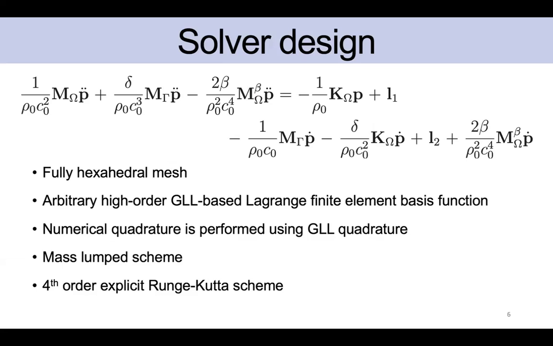What I did was choose some solver design, which is firstly fully hexahedral. This is because, as Joe has presented as well, we would like to use sum factorization. I use arbitrary high order GLL-based Lagrange finite element basis functions with numerical quadrature using the same GLL quadrature. If you choose your basis function that coincides with your quadrature points, then you'll get a mass lumped scheme, which essentially avoids solving a linear system.